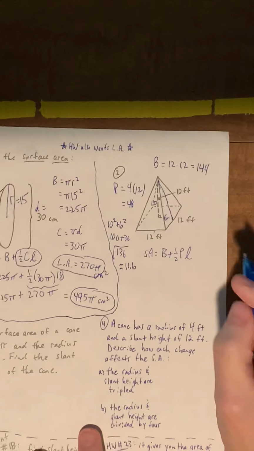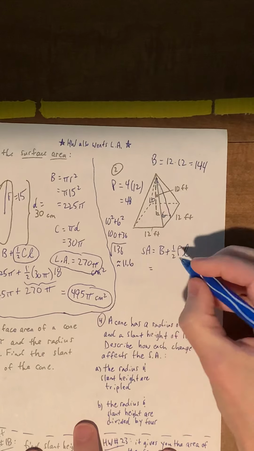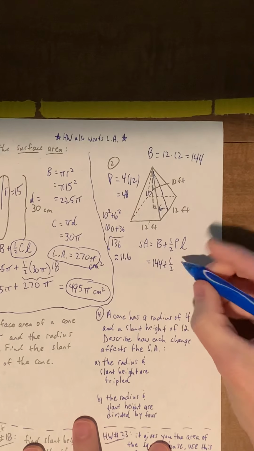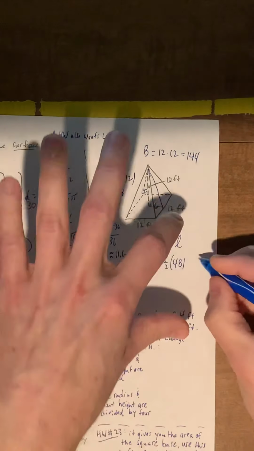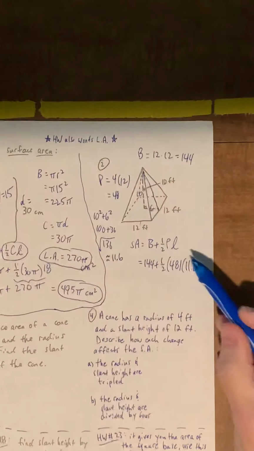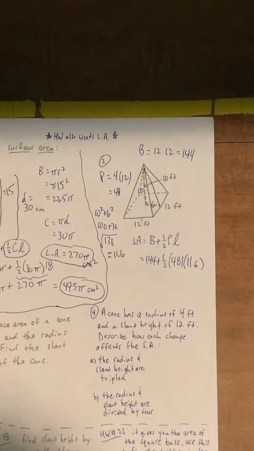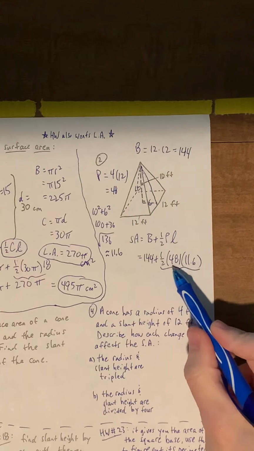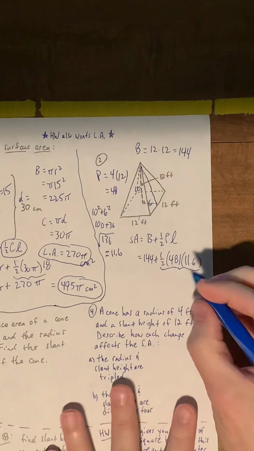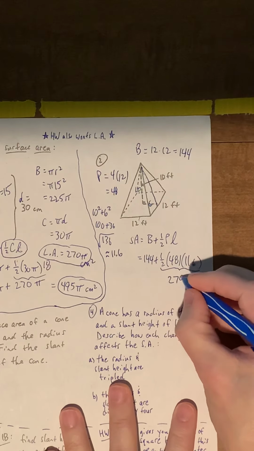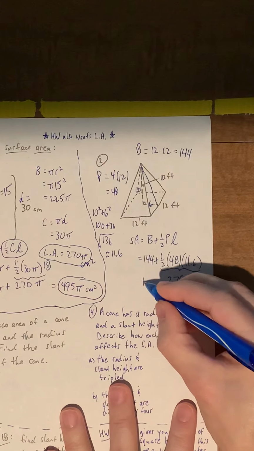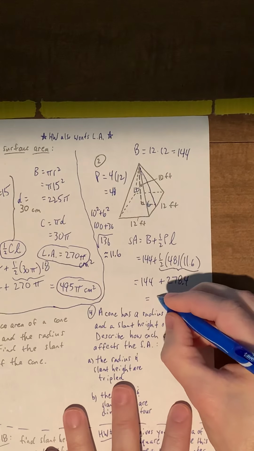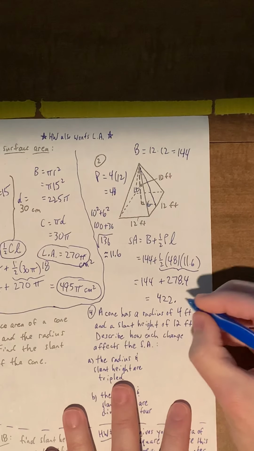All right, so we're ready to plug in. Capital B 144, plus 1/2. Perimeter was 48 for P. And 11.6 for your slant height L. All right, we need to calculate this. Half of 48 is 24. If we multiply that by 11.6, we get 278.4. And we're going to add 144 to that to get our final surface area answer of 422.4.